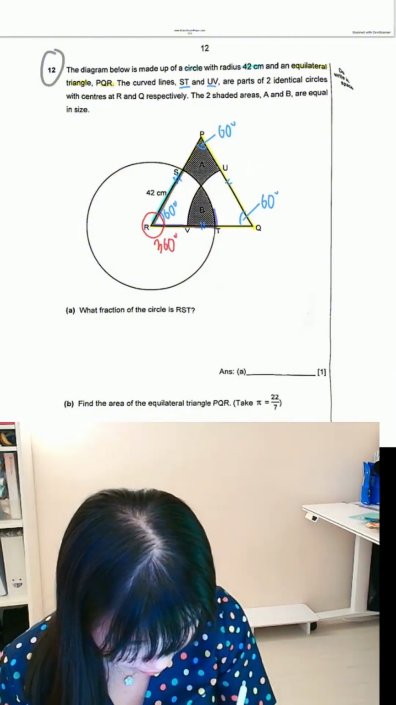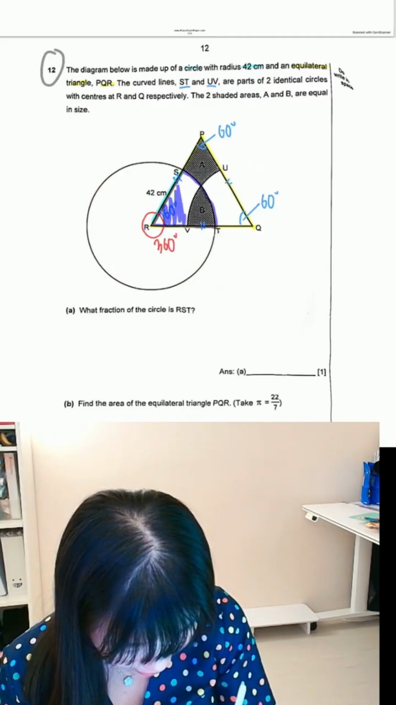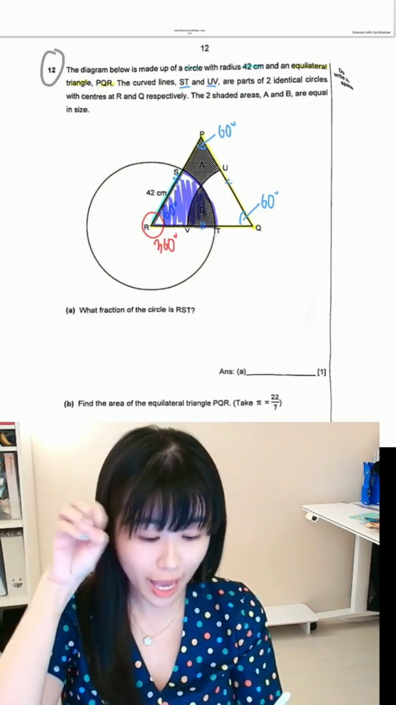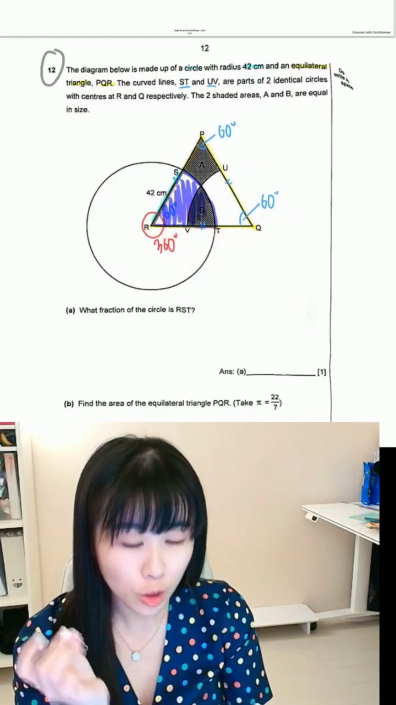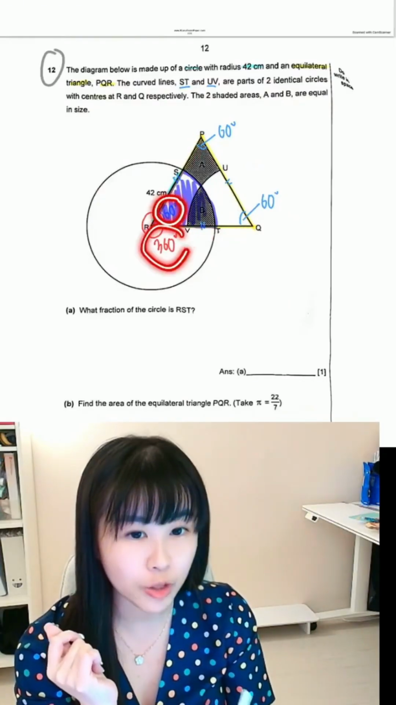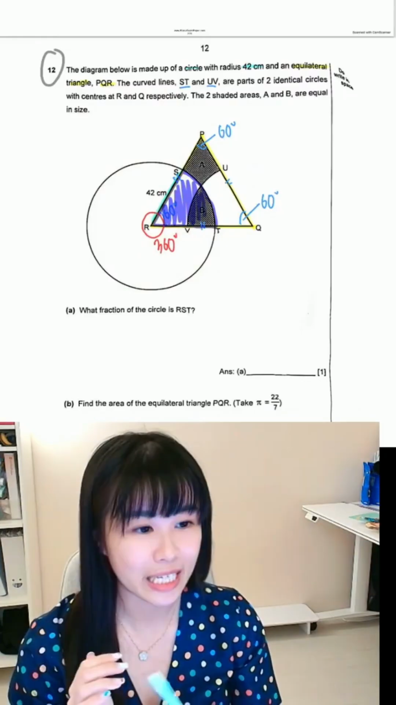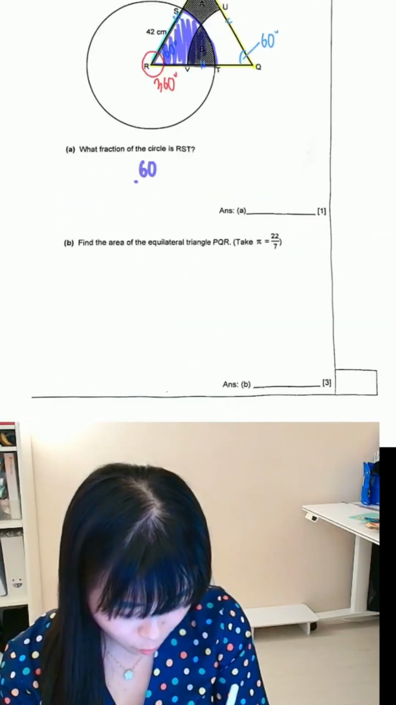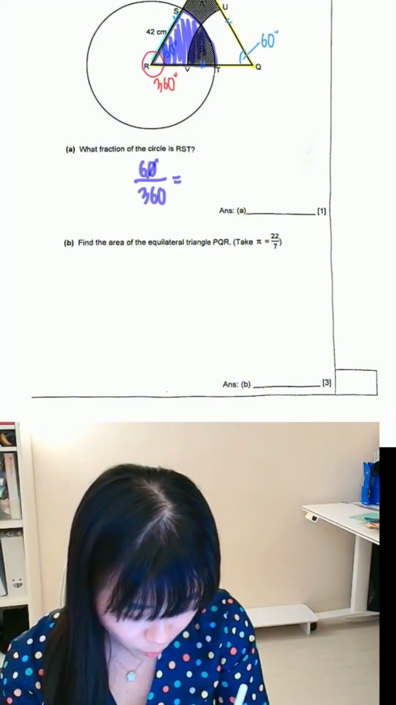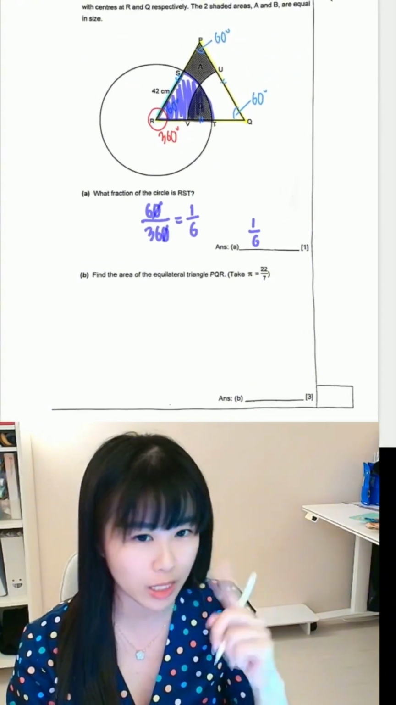Like that, right? This one, your RST like this, is part of that circle. And part of that circle, it occupies 60 degrees, because it comes from an equilateral triangle. So if it occupies 60 degrees out of that 360 degrees, what fraction is it? 60 over 360. That's how you get 1 over 6. The answer is 1 over 6. A bit of a mixture of your circle and geometry.